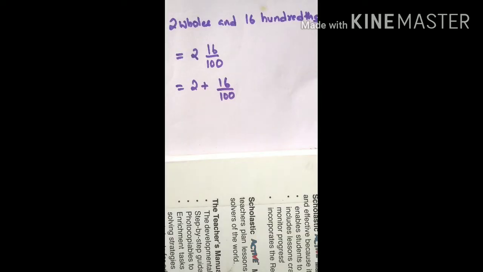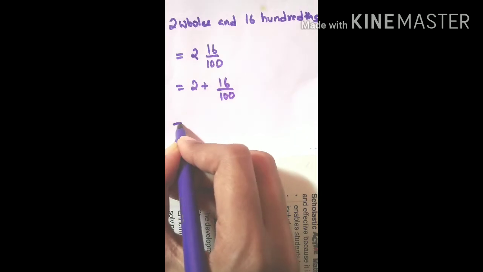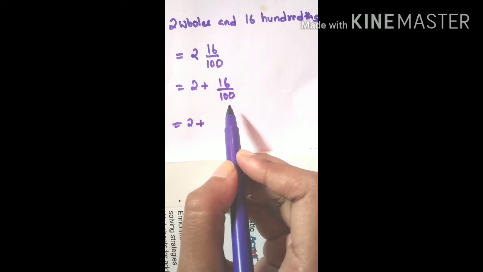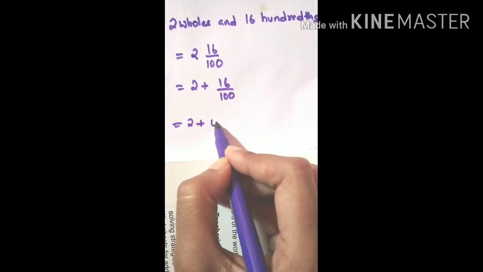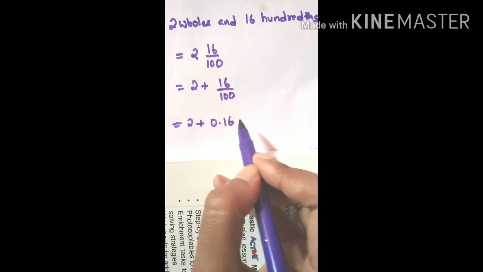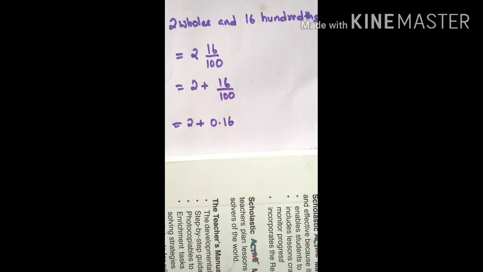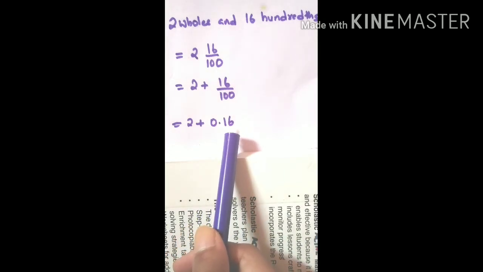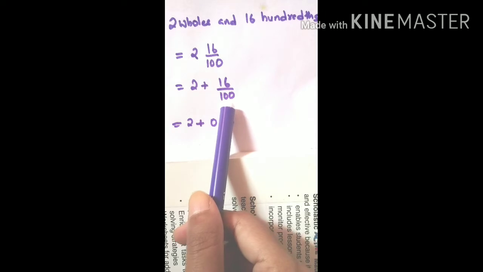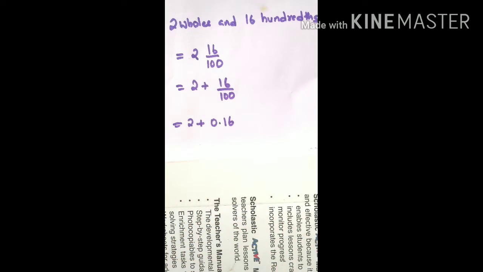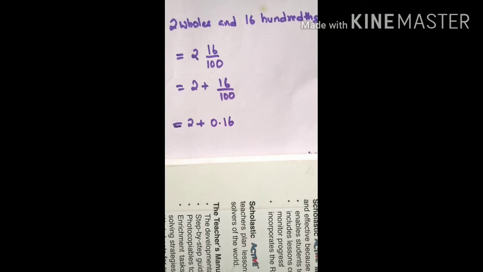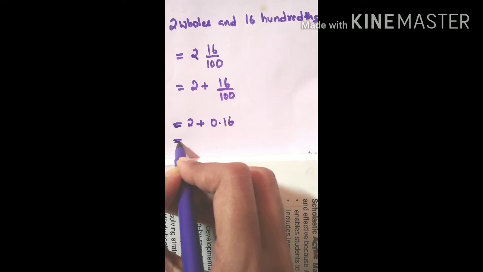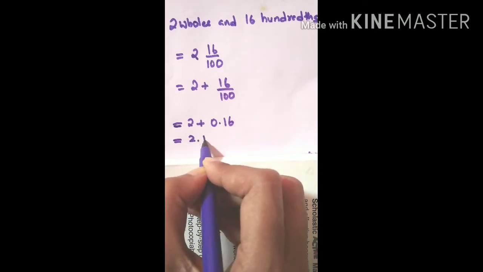Students, in the next step, we can write 2 plus, in place of 16 by 100, we can write 0.16. Students, the point comes before 2 digits because there are 2 zeros in 100. So when we add 2 and 0.16, we get 2.16.